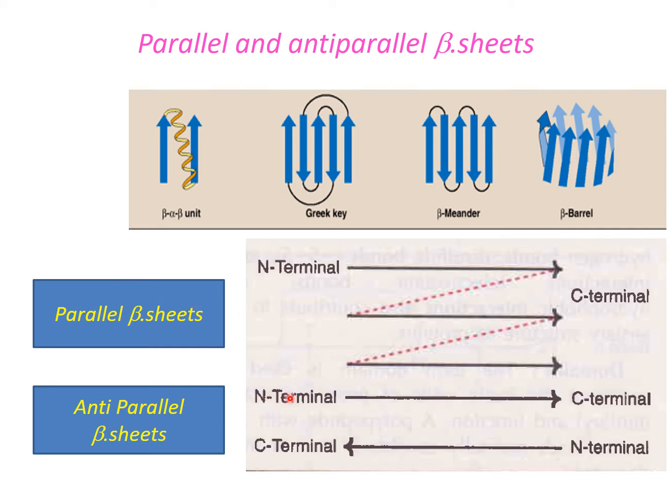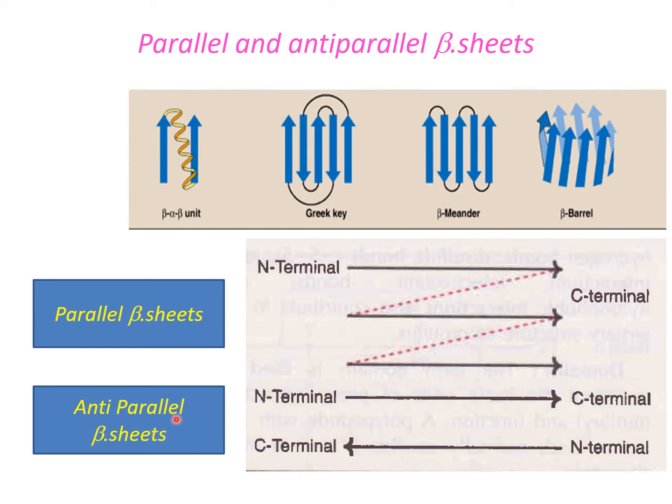And when they are in opposite directions, at one side it is N terminal and the other sheet is having C terminal, and on this right side is the C terminal of this beta sheet and the N terminal of the other sheet. So this is an anti-parallel beta sheet.